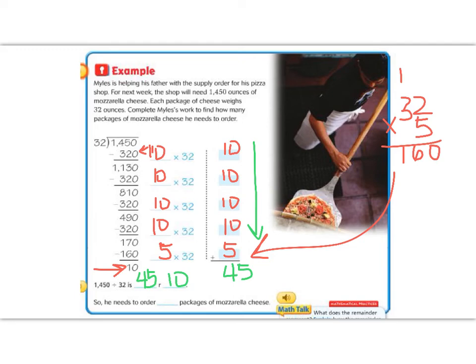So now lastly it says he needs to order blank packages of mozzarella cheese. Well, we know that our answer is 45, but remember back to 4th grade, if he only orders 45 packages of cheese, then he's not going to get the 1,450 ounces that he needs. So we need to round up our quotient, and he needs to order 46 packages of cheese, because it's okay to have a little bit extra, but it's not okay to not have enough.